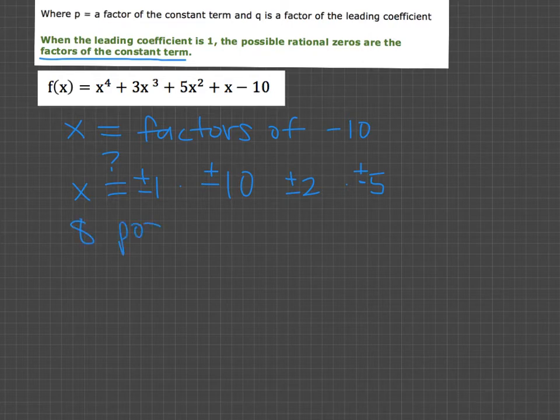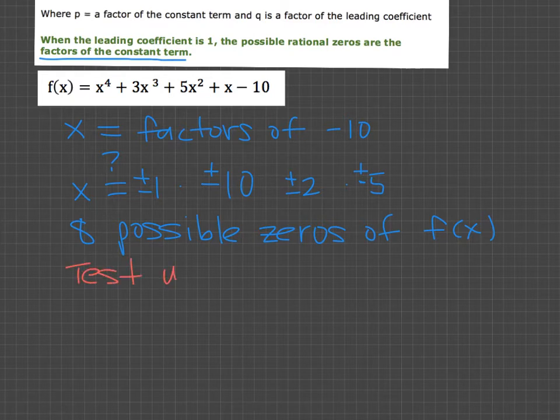So 8 possible zeros of our function f of x. Now, that doesn't mean all 8 of those are going to be zeros. In fact, not all 8 of them are going to be zeros. We need to test using synthetic division to see which ones give us that remainder of 0.